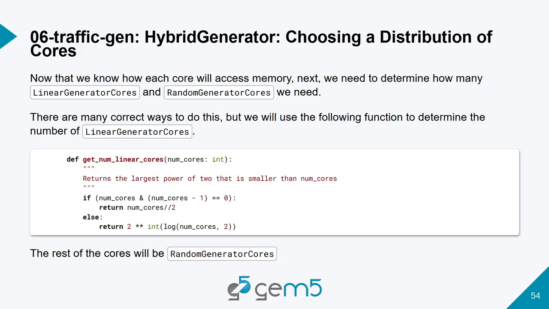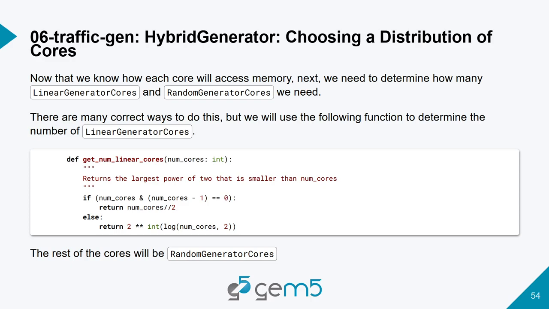One last note before I open the room for questions is we know how each core will access memory. So now we need to determine the distribution of linear generator cores and random generator cores. There's a lot of correct ways to do this. We will be using this function here, but there's a lot of right ways to do this. The rest of the cores will be random generator cores. Any questions before we start getting to coding?